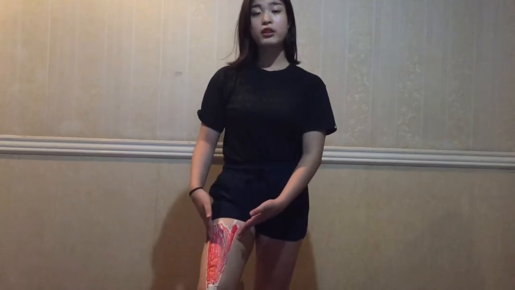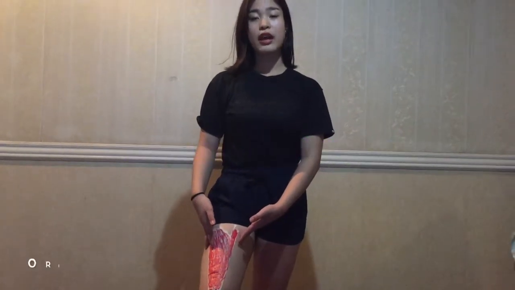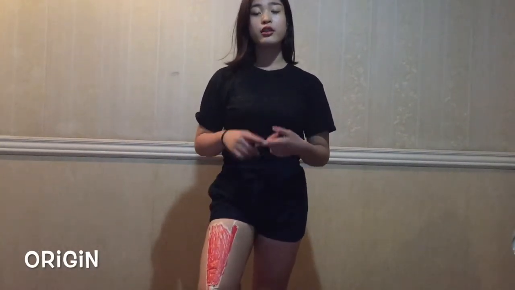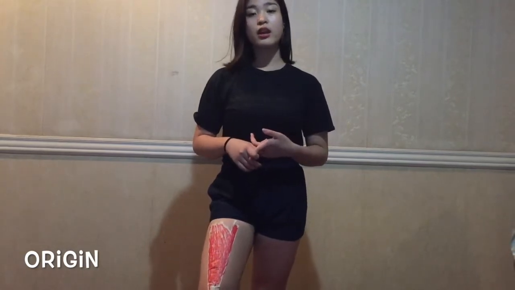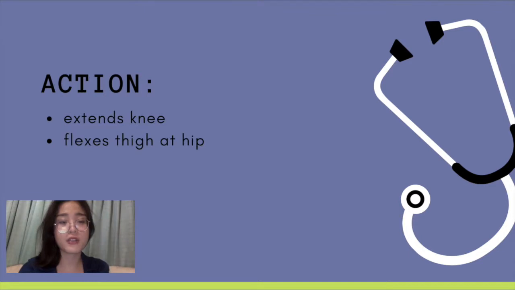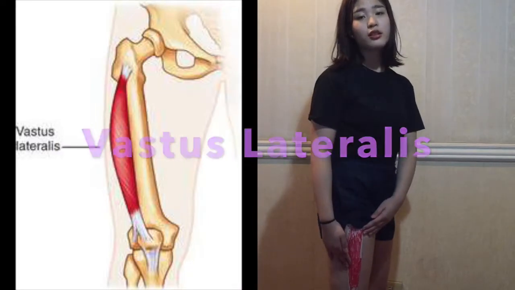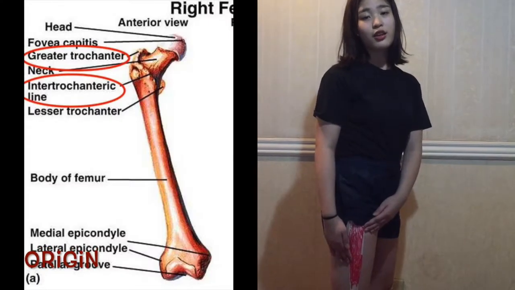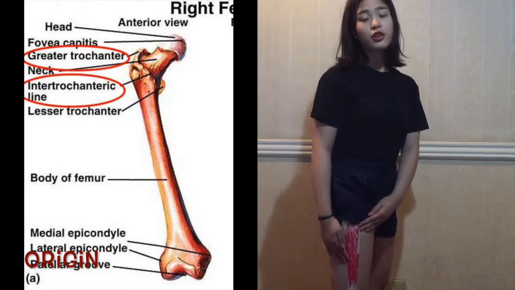So this portion of the muscle is called the rectus femoris, and the origins are the anterior inferior iliac spine and the superior margin of the acetabulum. Action for the rectus femoris, it extends the knee and flexes thigh at hip. This portion of the muscle is called the vastus lateralis. The origins are the greater trochanter, intertrochanteric line, and linea aspera.